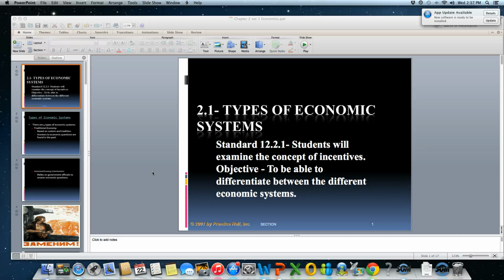All right, everyone. So today we're going to go ahead and move on to chapter 2 here. We're going to be talking about the different types of economic systems. There are 4 different types of economic systems we're going to discuss today. And these different economic systems are just different ways that economies can answer the 3 basic economic questions. Remember, those 3 basic economic questions are what to produce, how to produce it, and for whom to produce.